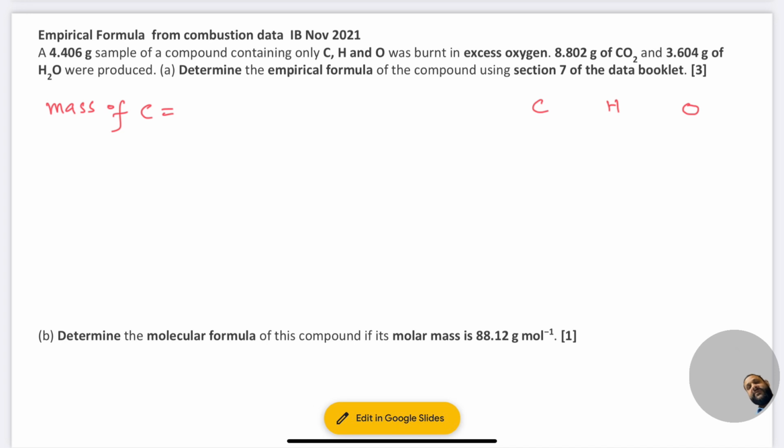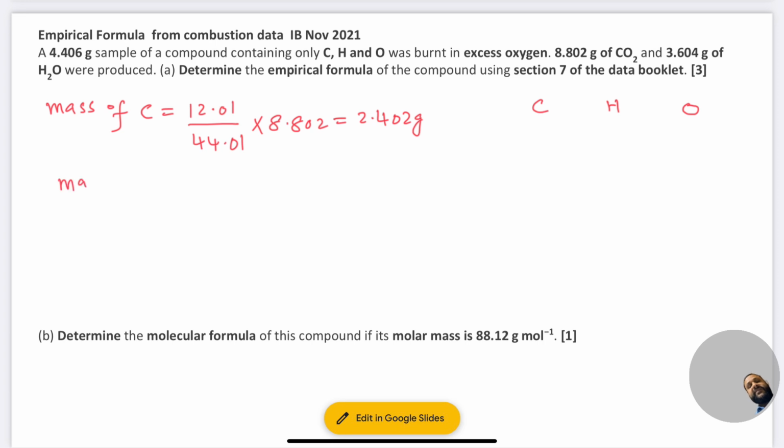There's 1 atom of carbon in carbon dioxide, and the molar mass of carbon is 12.01, and the molar mass of carbon dioxide is 44.01, and if I multiply that with 8.802, I can find out the mass of carbon in that carbon dioxide sample. So if I solve this, that will give me 2.402 gram of carbon in that carbon dioxide sample.